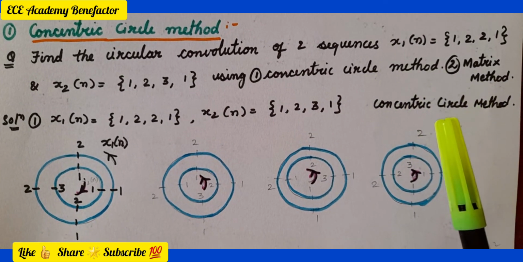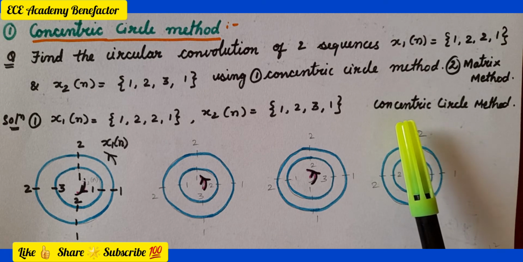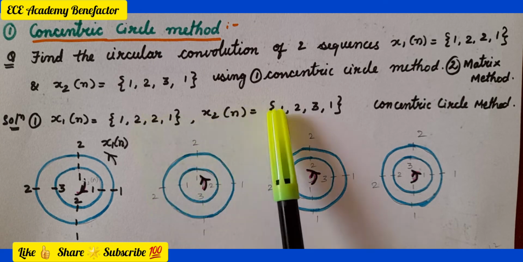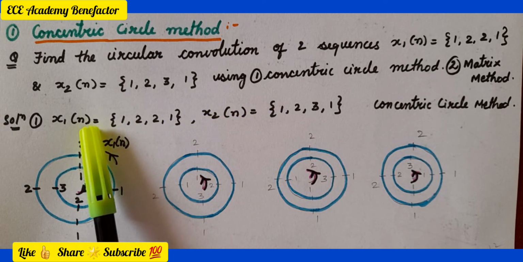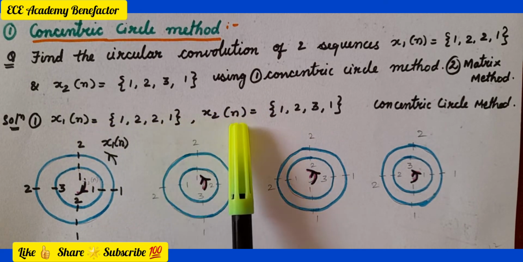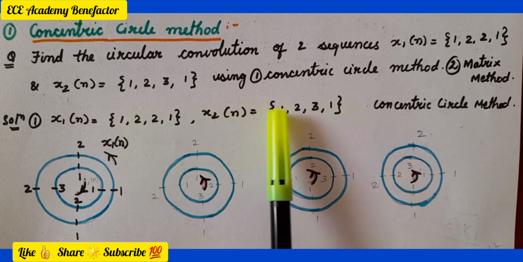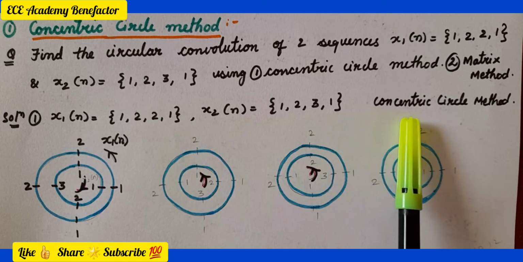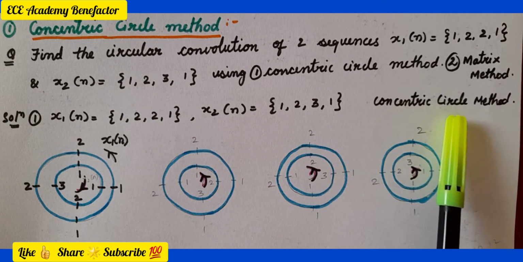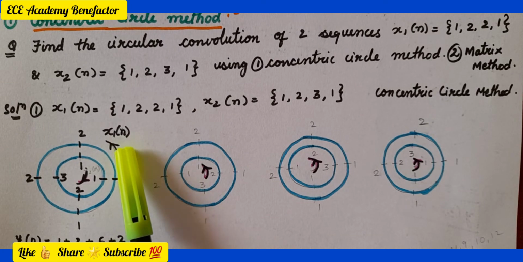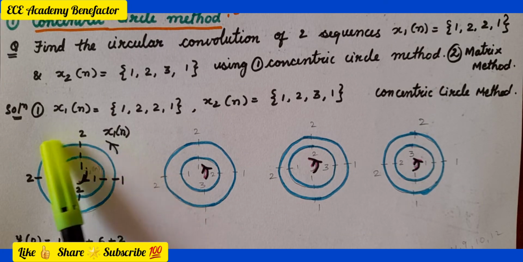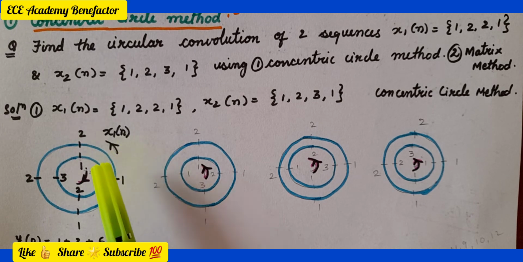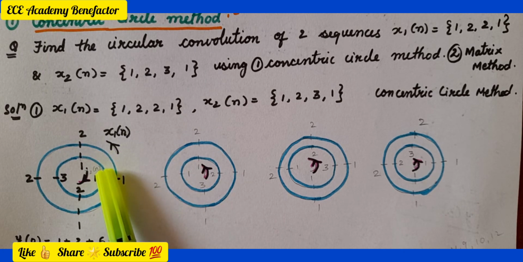The basic requirement for finding the circular convolution is that the lengths of both sequences x1 of n and x2 of n must be the same. The x1 of n length is 4 and the x2 of n length is 4, so there is no need for zero padding as both lengths are the same. Let us start the concentric circle method. It has two circles: in the outer circle we plot x1 of n, and in the inner circle we plot x2 of n.